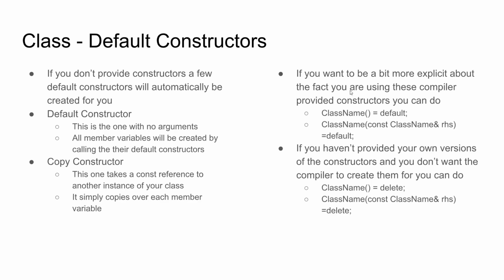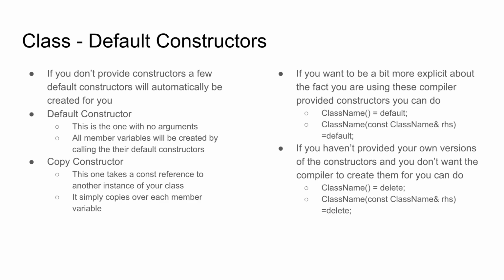If you want to be a bit more explicit about the fact that the compiler is providing these constructors, you can say this constructor equals default, and it will do the default stuff that I said over here. Or if we want to make a default copy constructor, we could say class name, const class name reference original equals default. If for whatever reason you don't want these functions to exist and you want to be really explicit about them not being created by the compiler, you can say equals delete and the compiler will not create them.